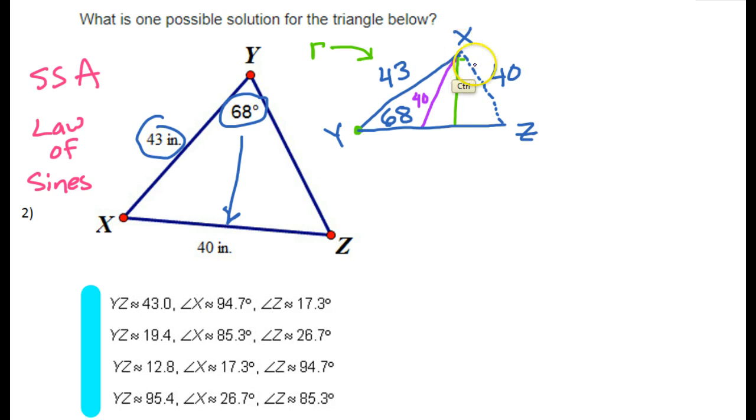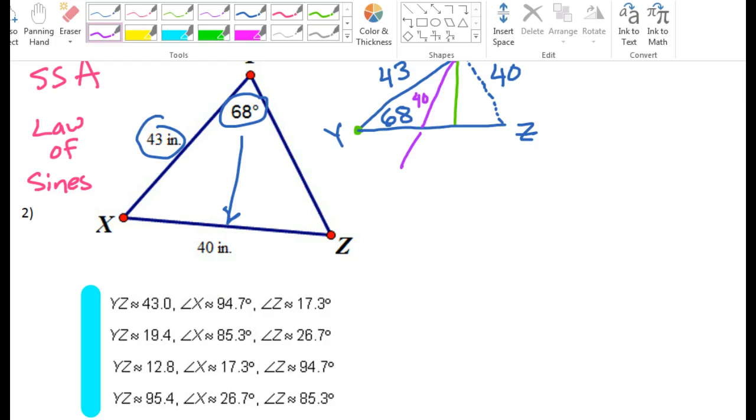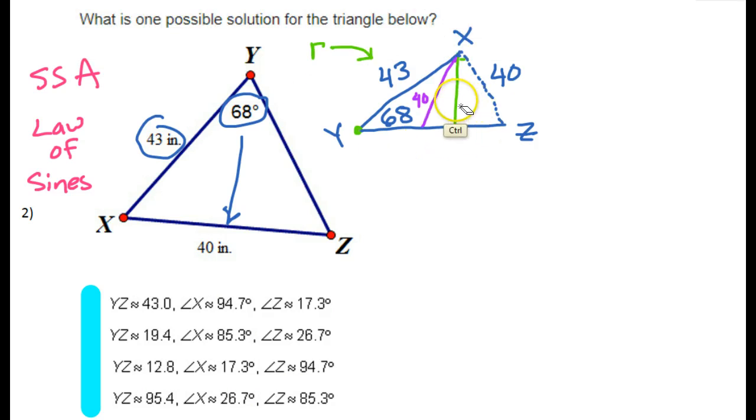If the rope was 50, sure, it would easily reach. But would 50 fit underneath a 43? No, 50 would stick out. But 40 is shorter than 43, so it fits on the inside. That's what it takes to make two triangles. Okay? So that's the situation we have.